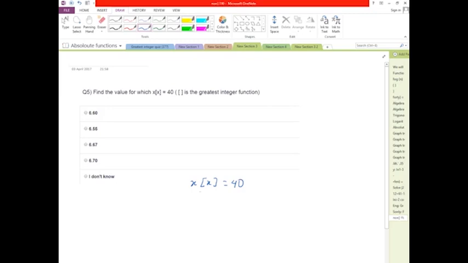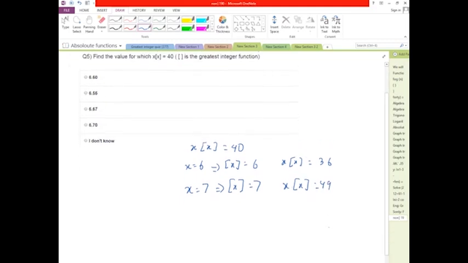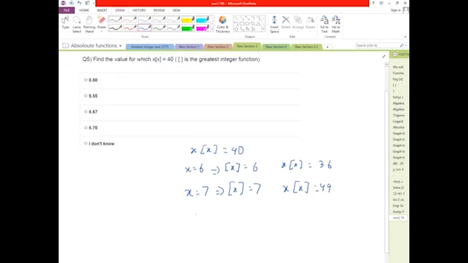The way you need to get some feel of this function, right? So if x is equal to 6, then greatest integer of x will be equal to 6. And so x times greatest integer of x equals 36. If x is equal to 7, greatest integer of x is also equal to 7, and the product is 49. Hence, the number will be something between 6 and 7. It will be a 6.xx kind of a number, for which the greatest integer function will be 6, right?